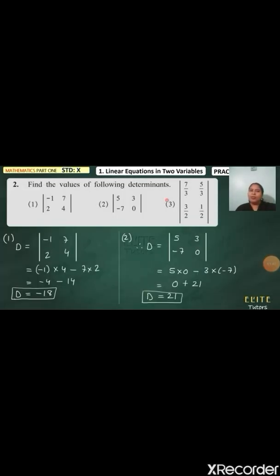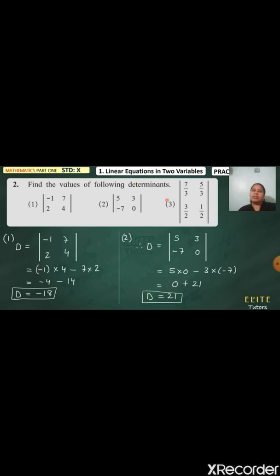Now question number 2, as all the sums are of the same type as we have done in question 1, I have already solved question 1 and 2 for you. Just look at the question. First one, find the value of the determinant. D is equal to minus 1, 2, 7 and 4. Same way you have to diagonally multiply it followed by a minus sign. So minus 1 into 4 minus 7 into 2. So that is nothing but minus 4 minus 14. And as you know, when both the numbers are negative, we add them and write the common sign to the answer, that is minus. So minus 4 minus 14 is nothing but minus 18.